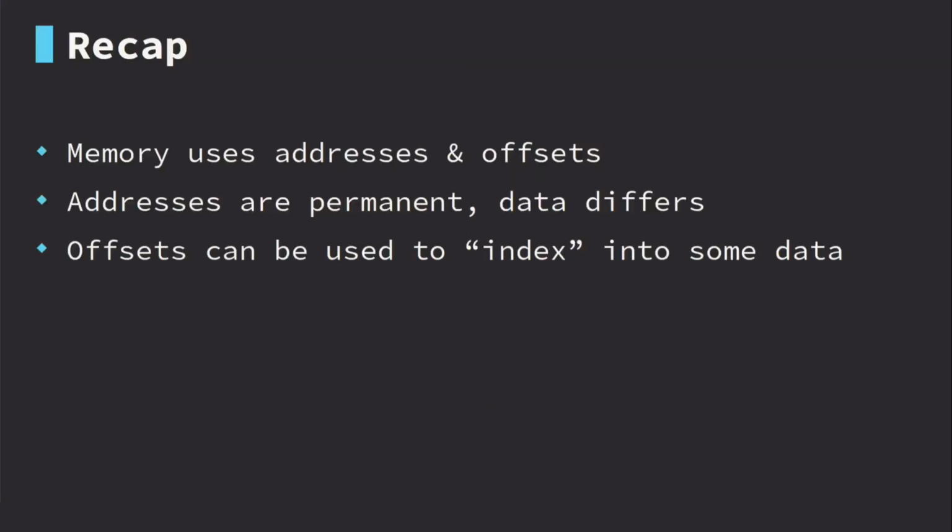To recap, memory uses addresses and offsets. Addresses are permanent, but the data at the address differs. Offsets can be used to index into some data. So when you have a list of items, the index can be used to access individual items within that list.